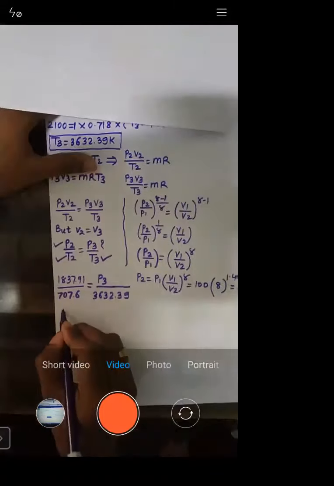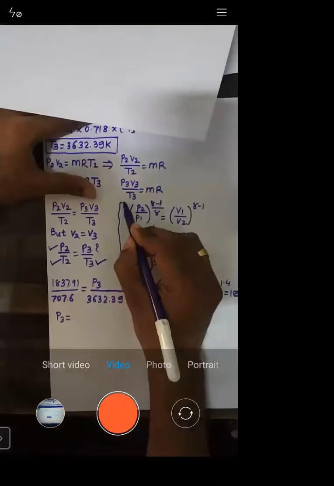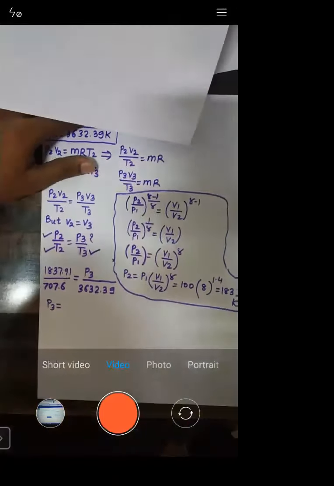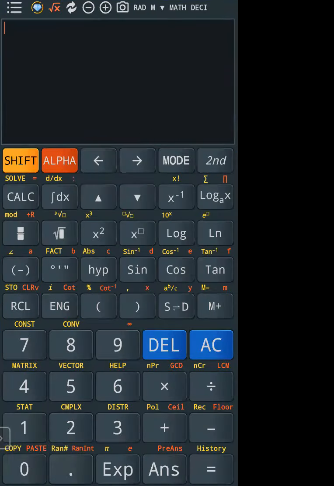So now let us calculate P3. How to calculate P3? Let us do this calculation. P3 is 1837.91 divided by 707.6 into 3632.39. It is 9434.71 kilopascal. Okay, so this is the value.